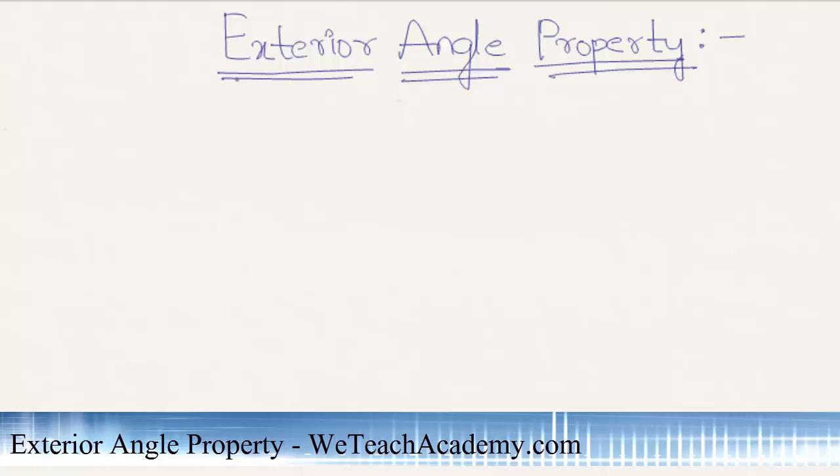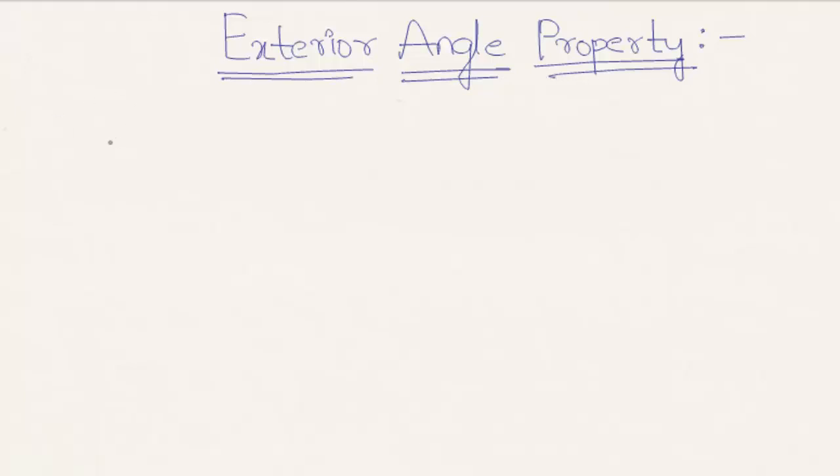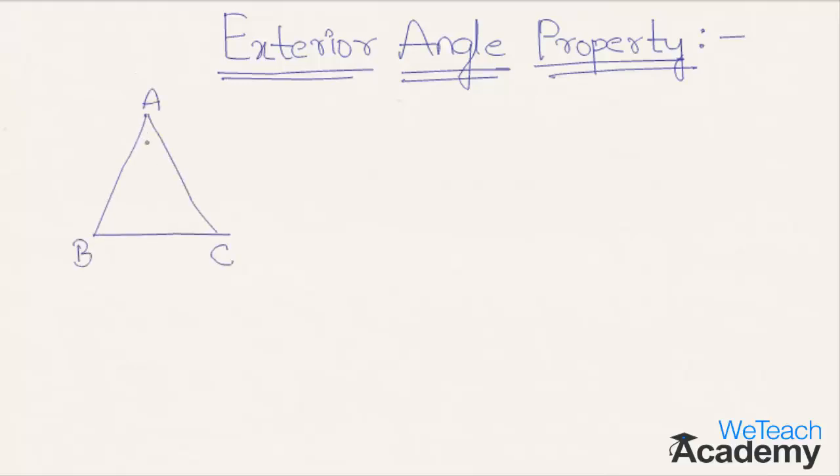Here in this presentation we are going to discuss exterior angle property. Let me explain this concept with a rough diagram. There is a triangle ABC with the angles 1 and 2 at the vertices A and B over here. Now let us extend the line BC to D.